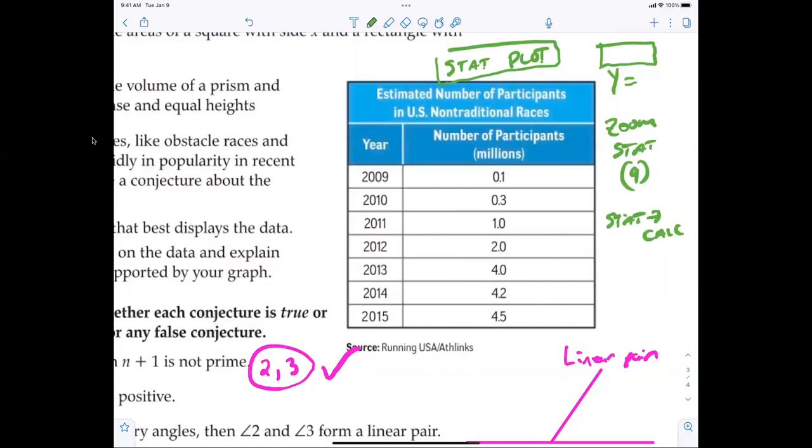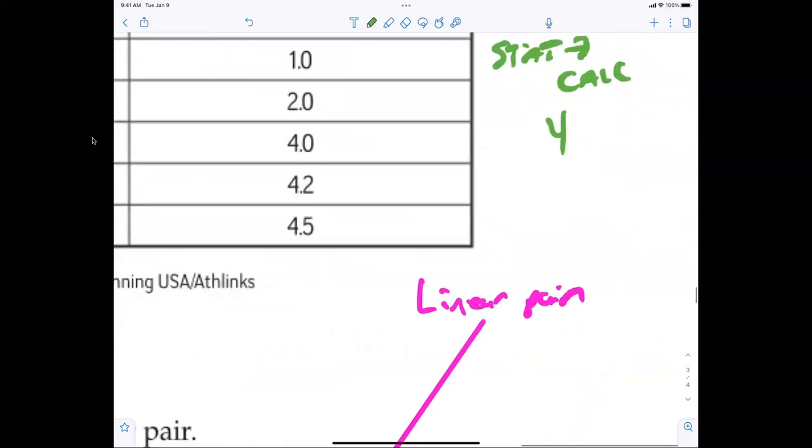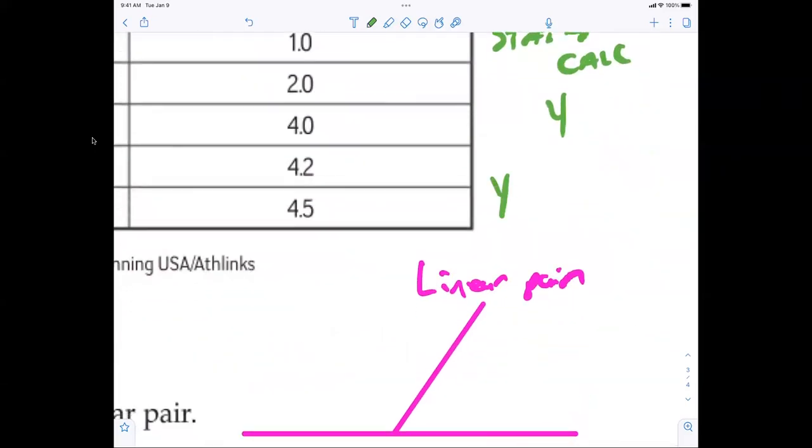So then you go to stat calc, and you go down to number 4. Then you hit enter all the way through. The calculator is calculating the absolute best line of fit. So somebody tell me what their calculator came out to be. Go, Oliver.